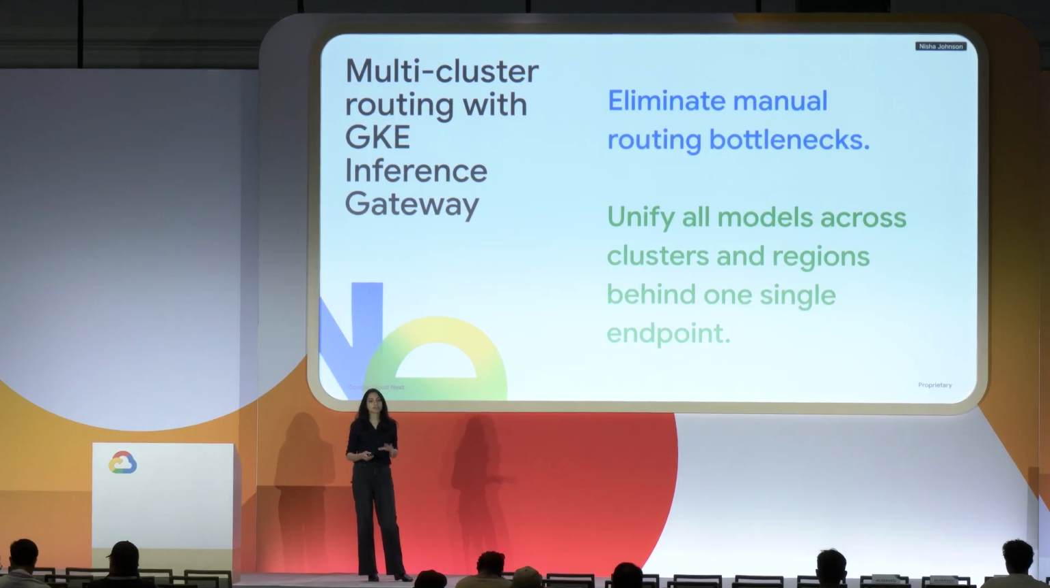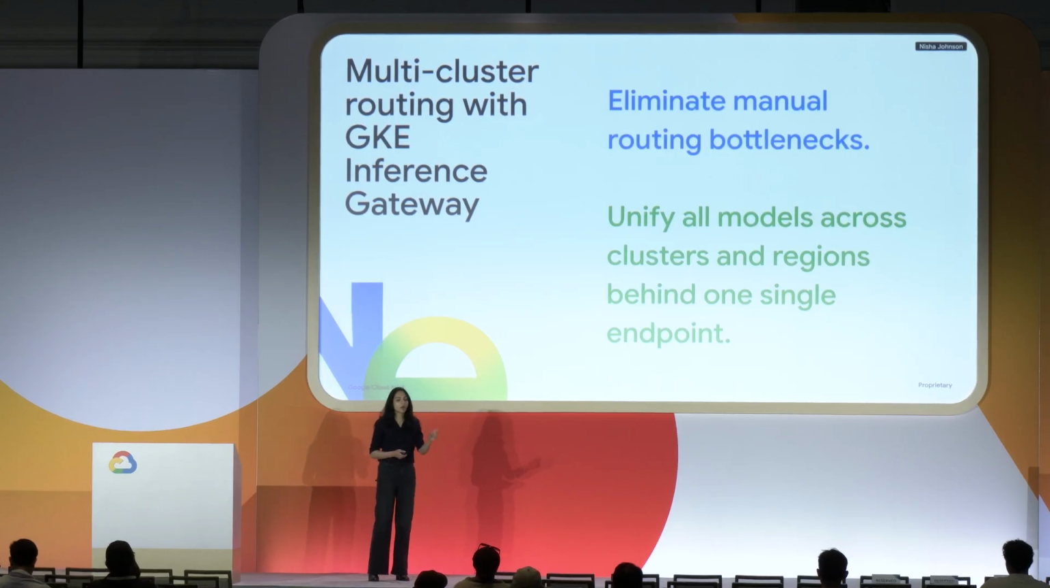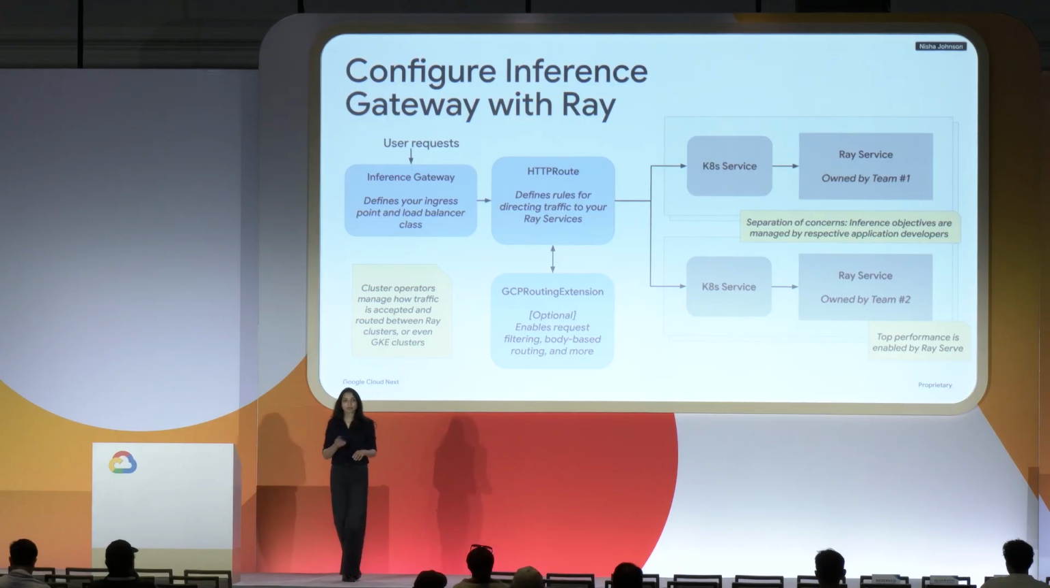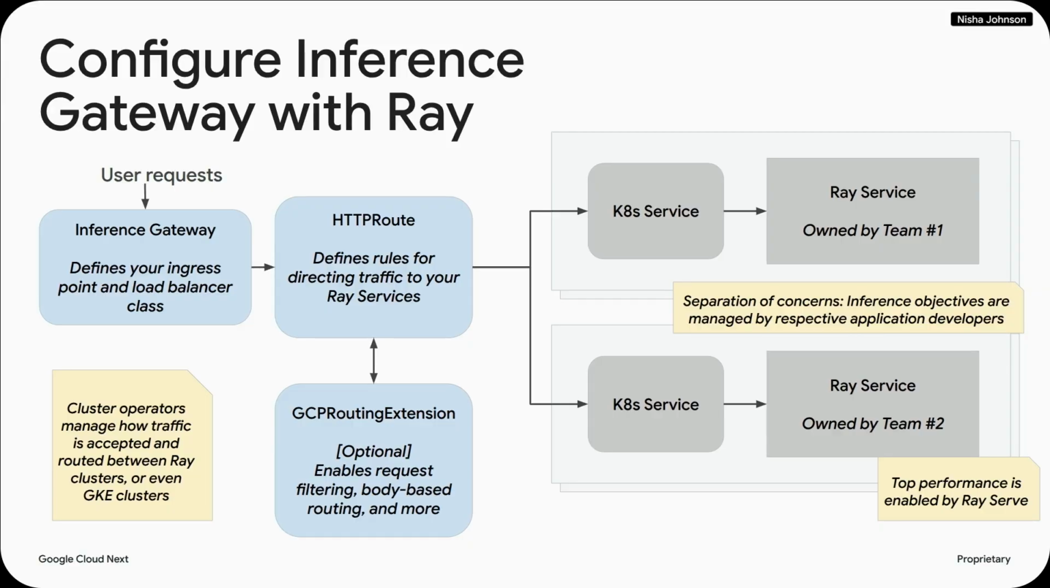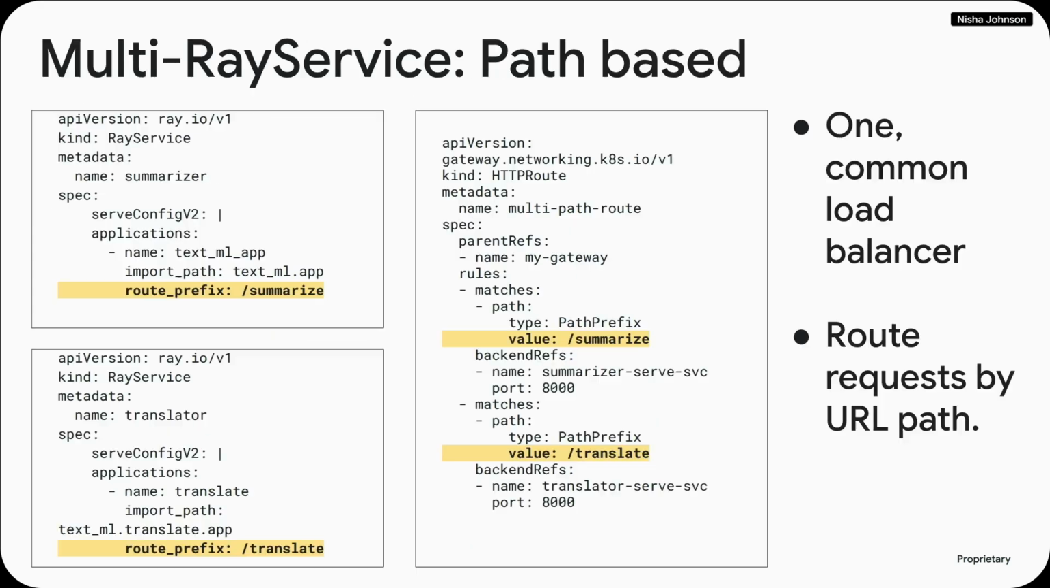An inference gateway provides a fix to this because it provides one common endpoint for all the Rev services that span all your different clusters. And this is how it works. You have inference gateway, and there's a common ingress point and load balancer. It uses the HTTP route to define the rules for directing traffic to the different Rev services that are in different clusters. And there's a separation of concerns here because the developer can just manage the inference objective, capacity, deployment, while the admin focuses on how traffic is accepted and routed through the different services.